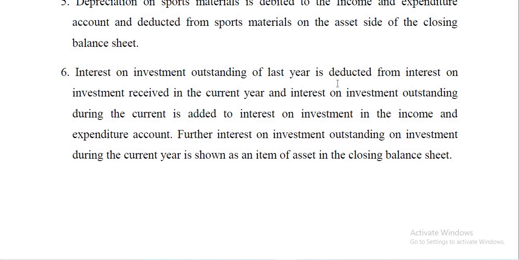Interest on investment outstanding of last year is deducted from interest on investment received in the current year, because of the interest received, a part of that is relating to last year. That is not the income of current year, that's why it is deducted. Then interest on investment outstanding during the current year is added to the interest on investment in the income and expenditure account. Further, interest on investment outstanding during the current year is shown as an item of asset in the closing balance sheet.